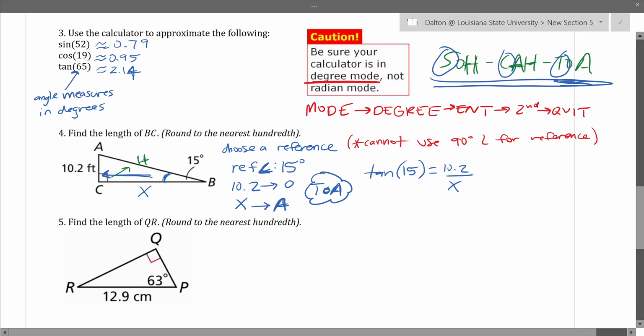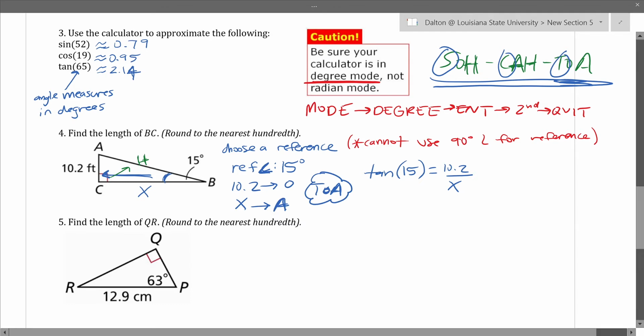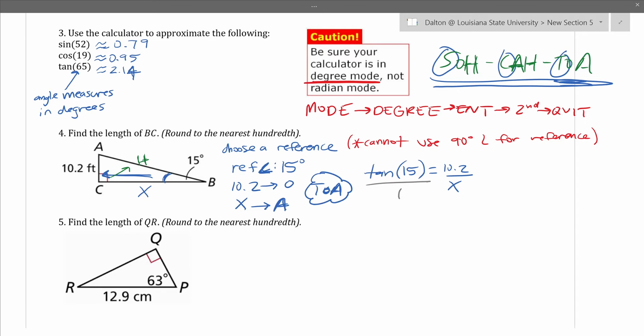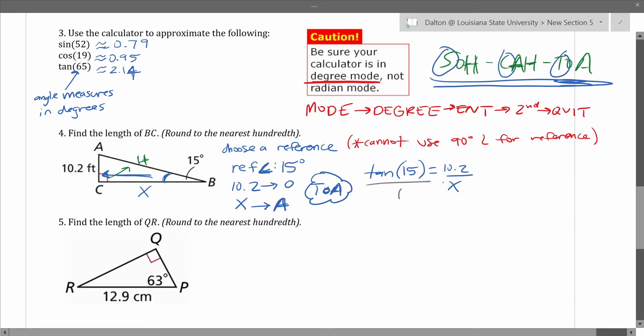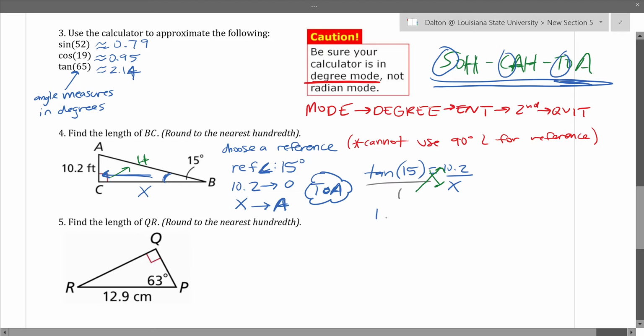The next thing to do is solve for X. It's to get X by itself. What I can do is put my left number over 1. And now I have a proportion. Now I have a fraction equal to a fraction, which means I can go ahead and cross multiply. So if I cross multiply, then I get the tangent of 15 times X is equal to 1 times 10.2, which is just 10.2.